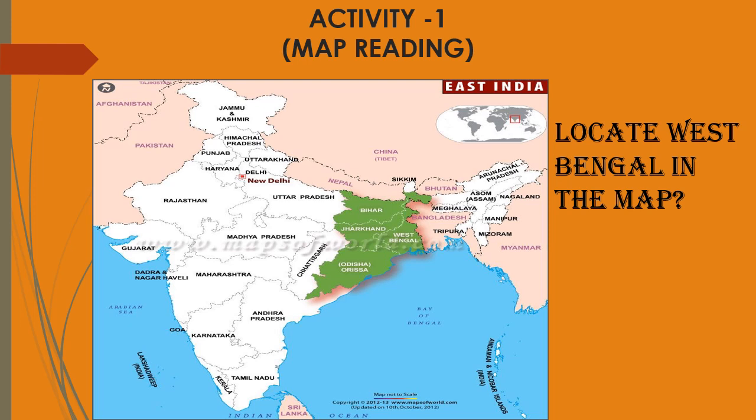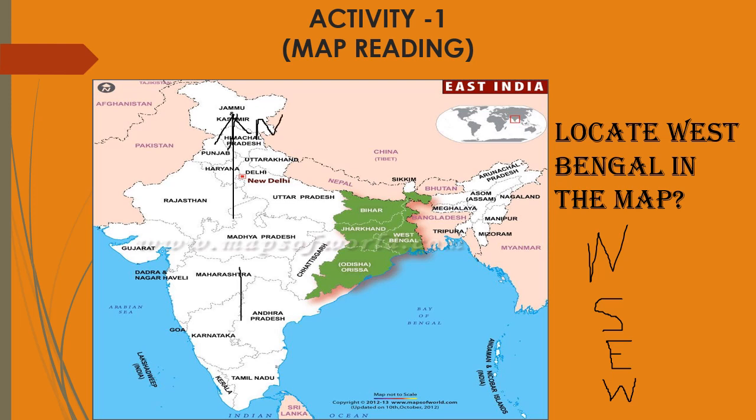So all of you know very well that there are four directions, that is north, south, east and west. So when you are looking for a place in a map, whenever there is a map, this way, this direction is called north direction.